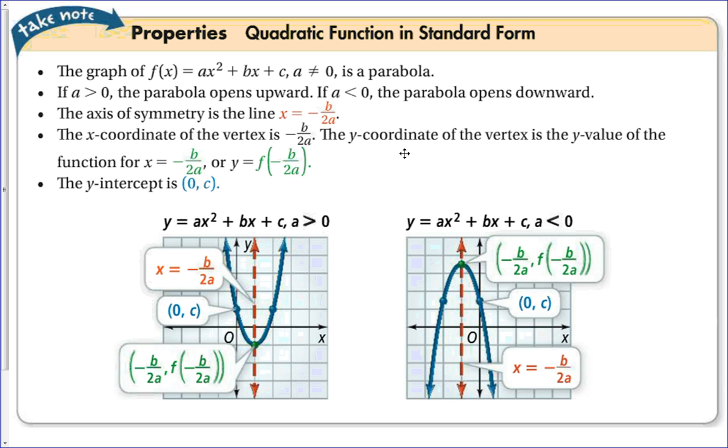Now, to find the y coordinate of the vertex, you simply take what you get for your x value, plug it into here, and the number that it spits back out, that is y. That's what f evaluated at negative b over 2a means. You found your x coordinate and then evaluated it, and whatever you get out is your y coordinate. And then of course the y-intercept is simply 0, c.